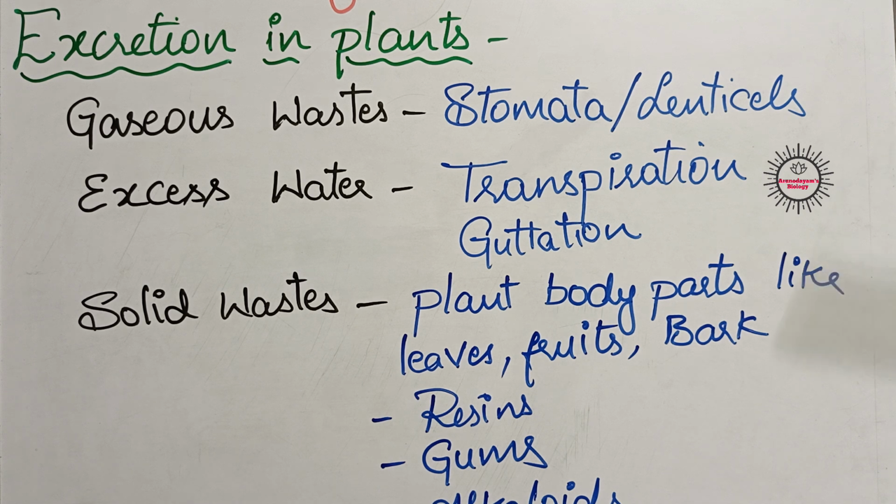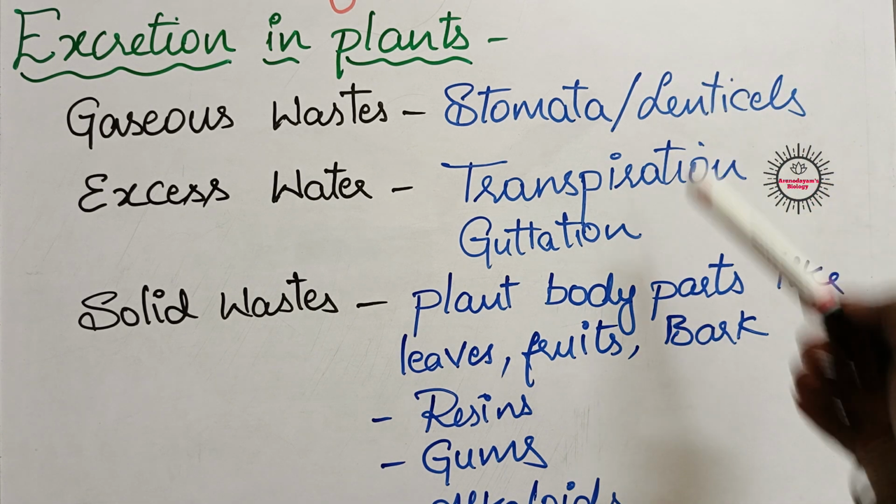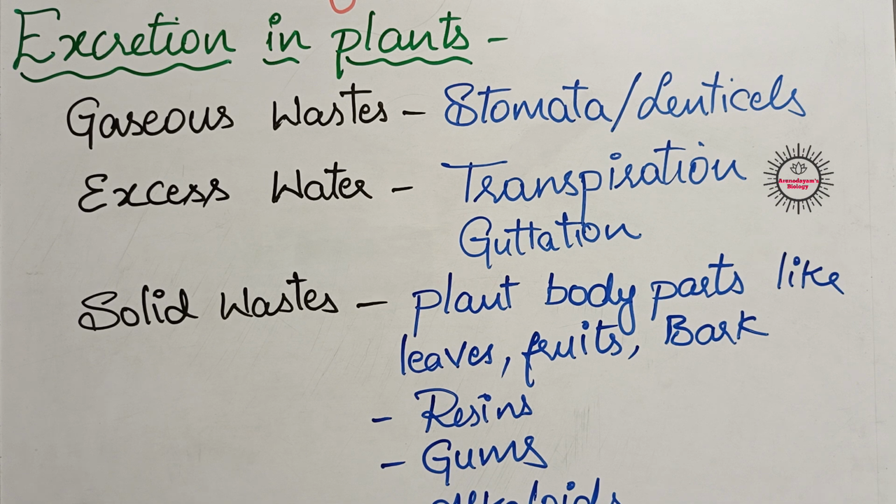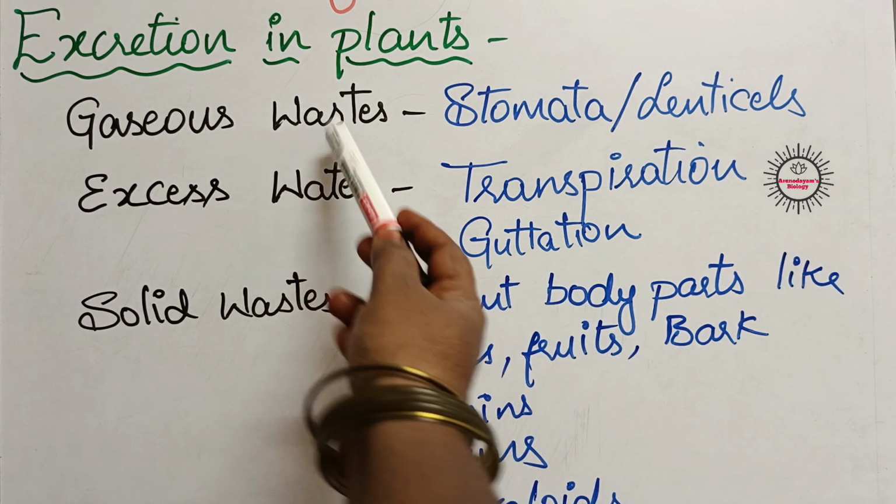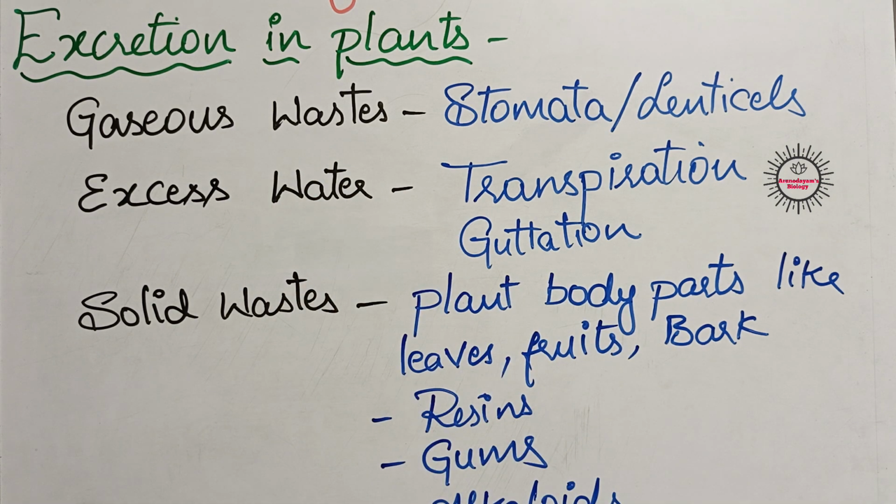In case of woody stems they have lenticels, so they will remove these gases through lenticels. In case of roots, they have root hairs. So by using these organs, the gaseous waste materials are removed from the plant body.